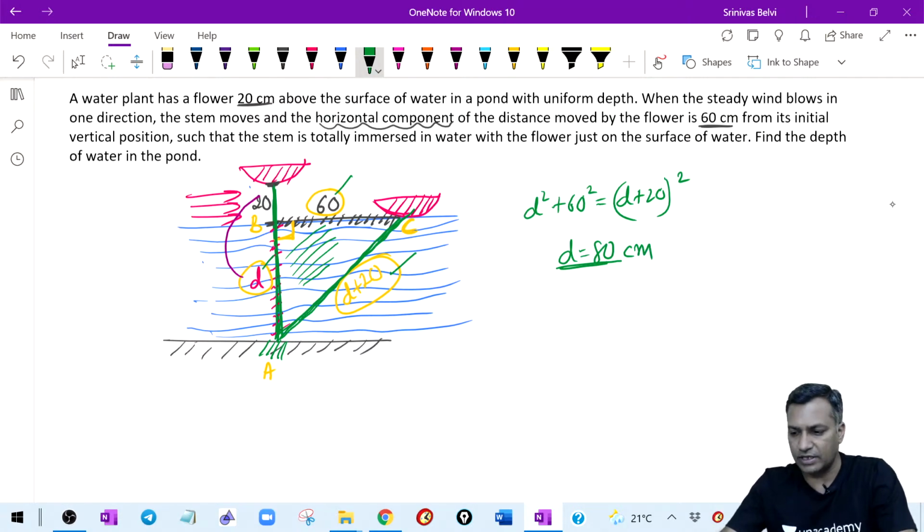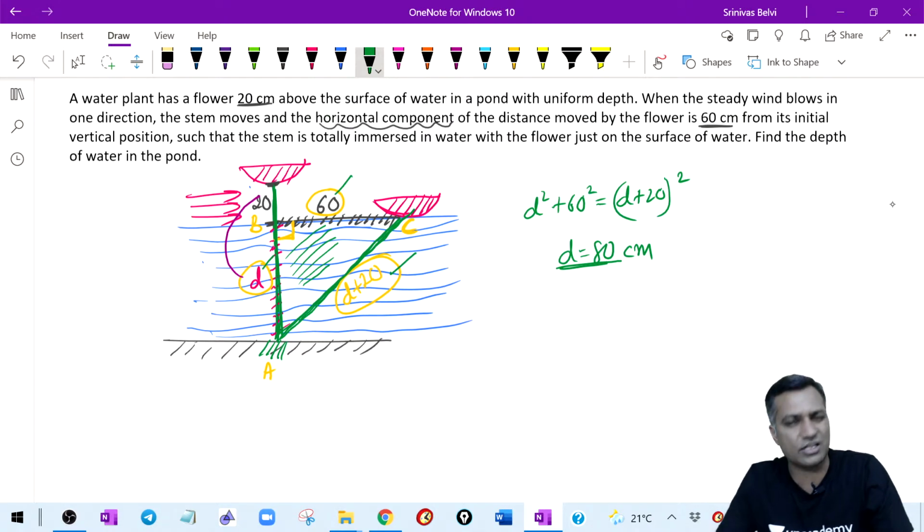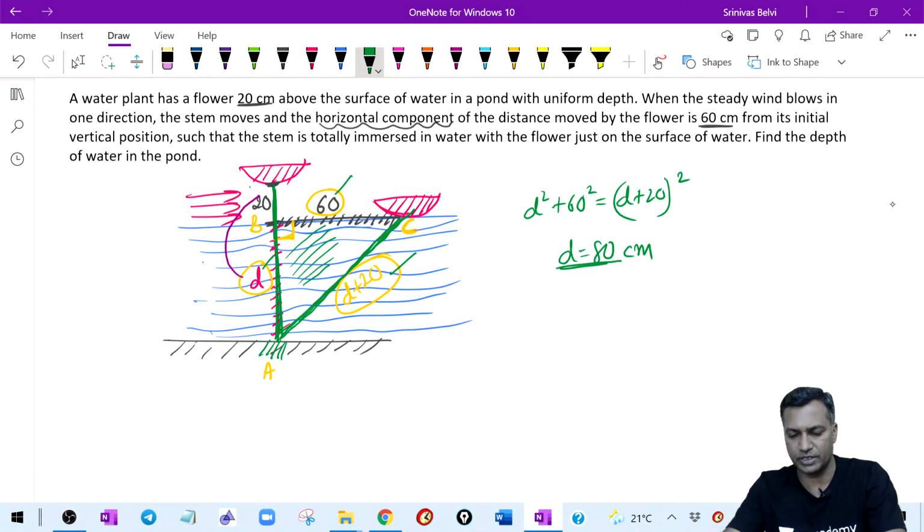That is the depth of this particular pond. You may feel like laughing at it, it's very short, 80 centimeters. That's okay. Made sense? Every time tan theta etc. may not be required. Here this time we use the Pythagorean theorem. Like this, they try to create applications. Whether you use tan theta, sin theta or the Pythagorean theorem doesn't matter to them.